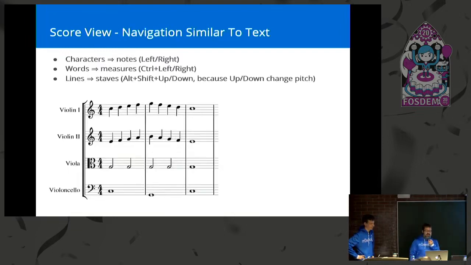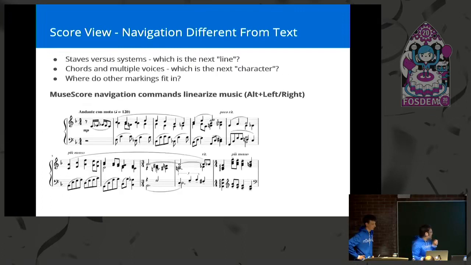All right. So the navigation model, we can use a text-based model for this to some extent. I mean, text is linear, music is at least somewhat linear, so we can have characters in text kind of mapped to notes in music. Words, where you'd use control left or right to navigate by text, that's a measure or a bar in music. And then lines of text, we can compare those to staves in music, but it's unfortunately not quite that simple.